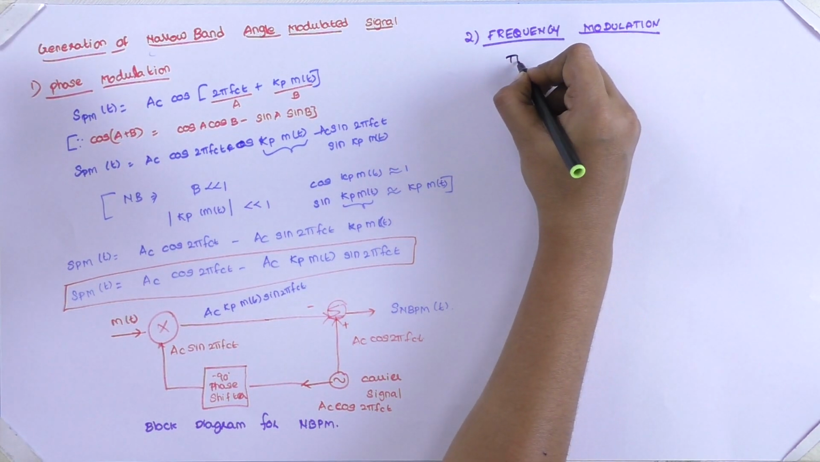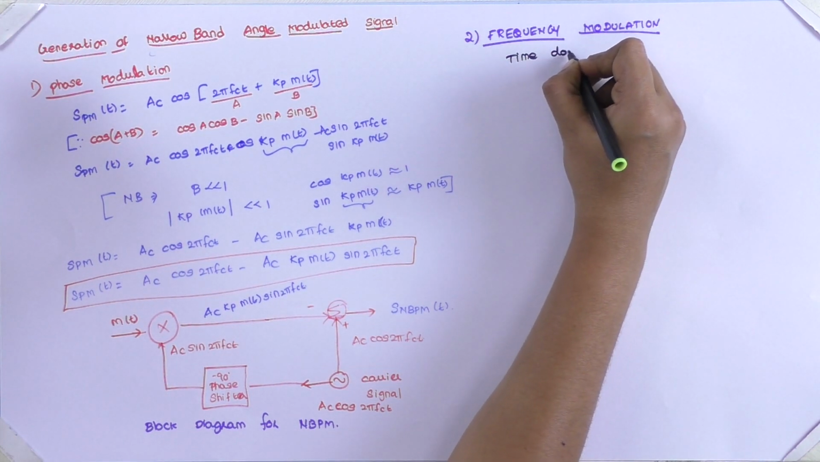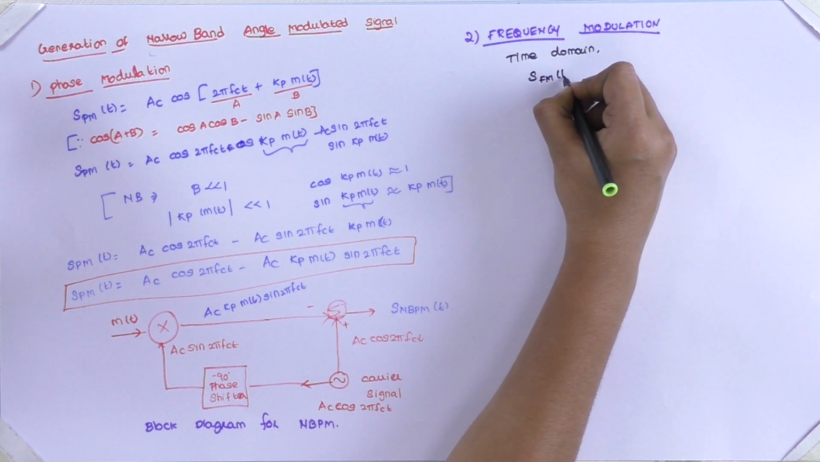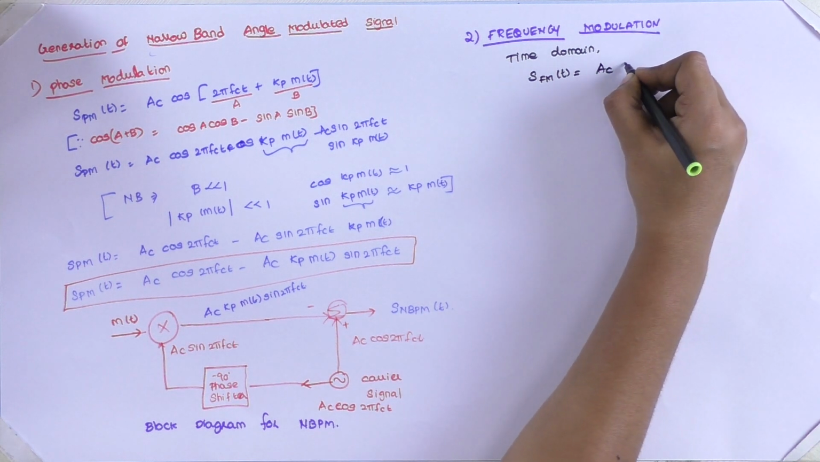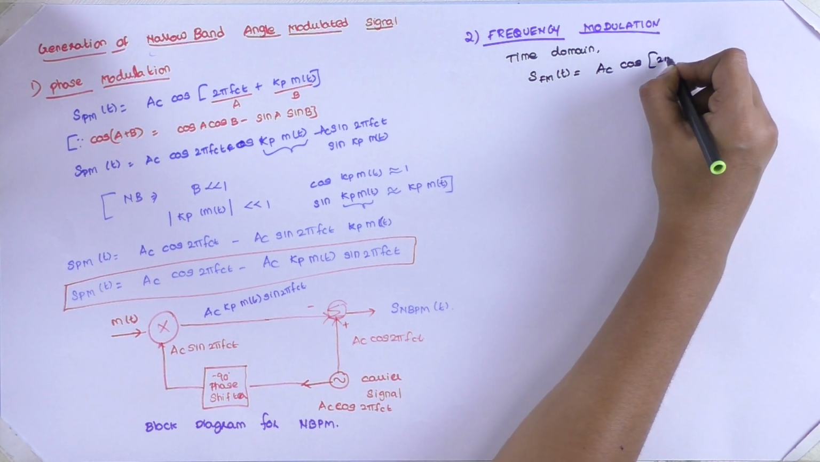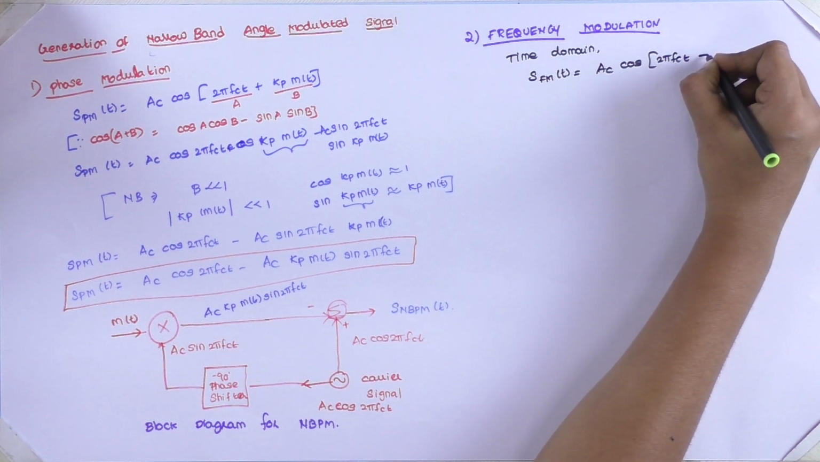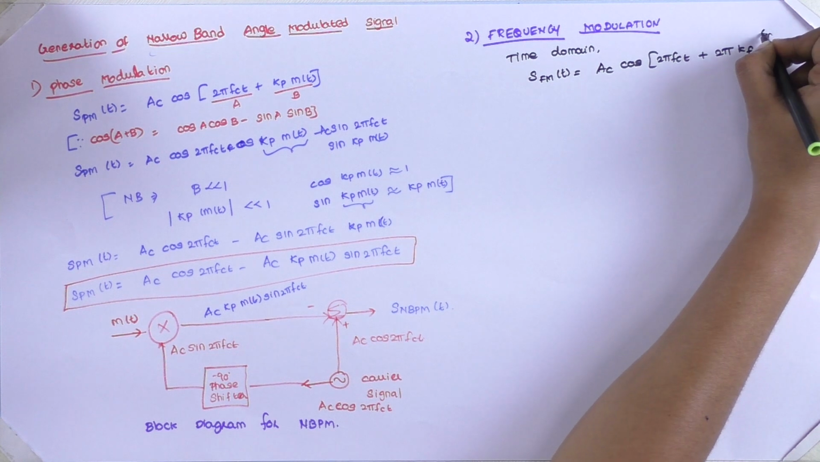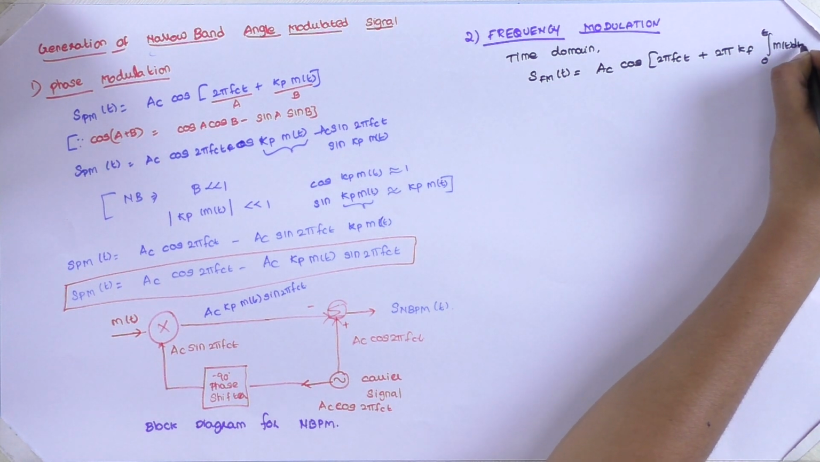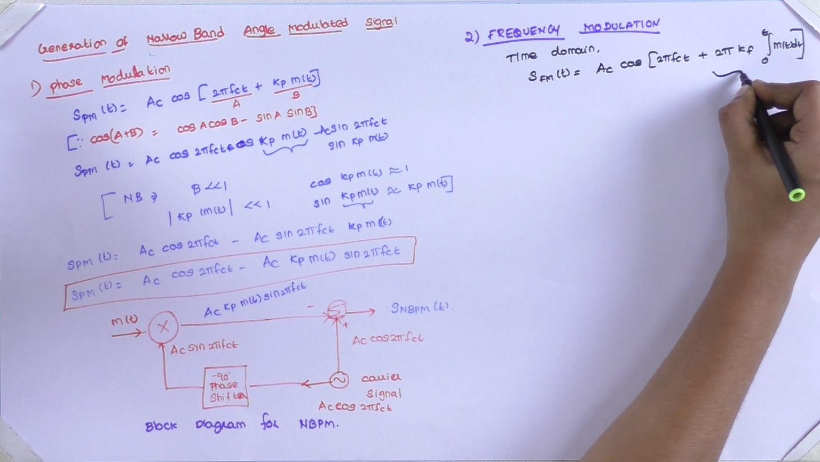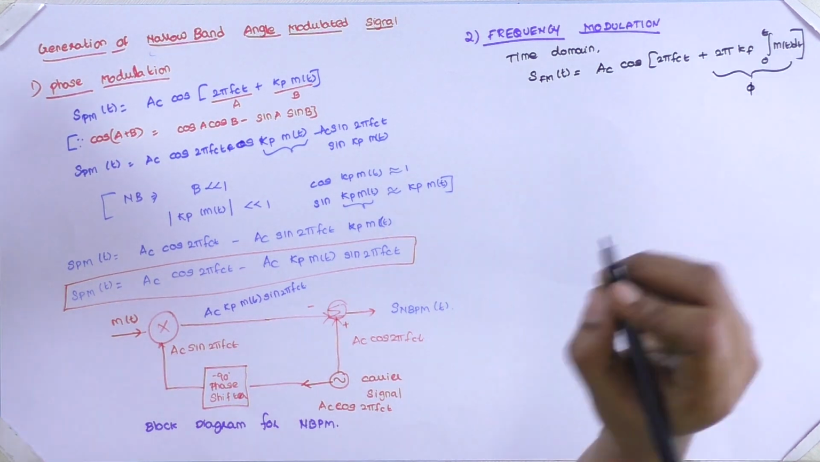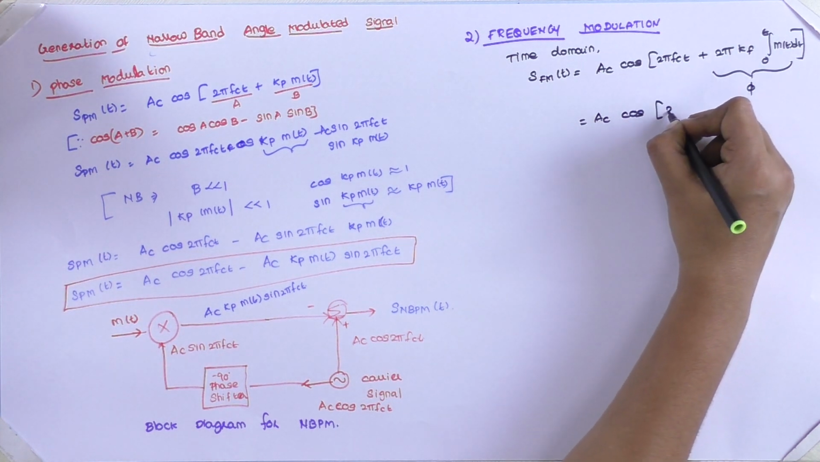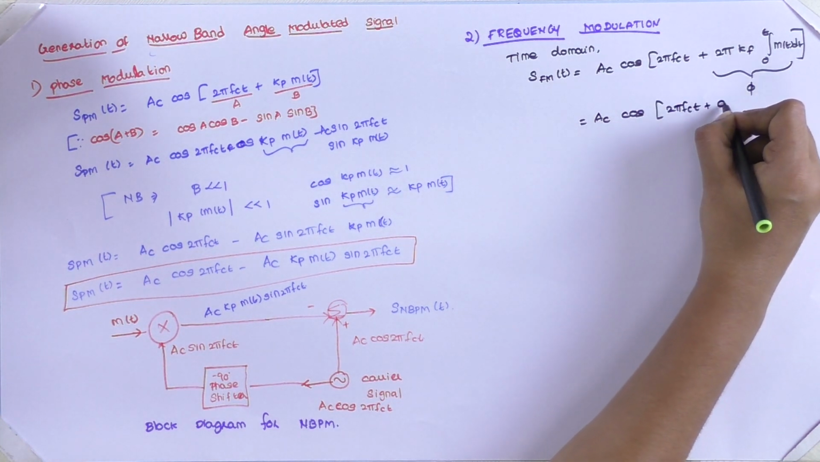What is the time domain expression for frequency modulated wave? We know that Sfm of t is equal to AC cos 2 pi fct plus 2 pi kf integral over 0 to t m of t dt. So to simplify our expression, we are going to take this as phi. Therefore, our expression will be reduced to AC cos 2 pi fct plus phi.